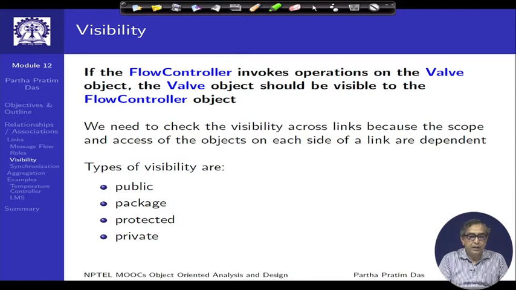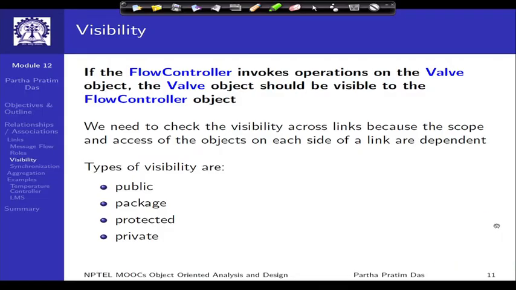It is important that between the objects, the links alone will just say whether there is a possibility of sending a message, but we also need to make sure that in the whole pool of objects that exist in a system, there is proper visibility between them. And there are four types of visibility known as public visibility, package visibility, protected visibility, and private visibility. We will not elaborate on this a lot here, but we will come back to this in a later module after we have discussed the classes of different objects.